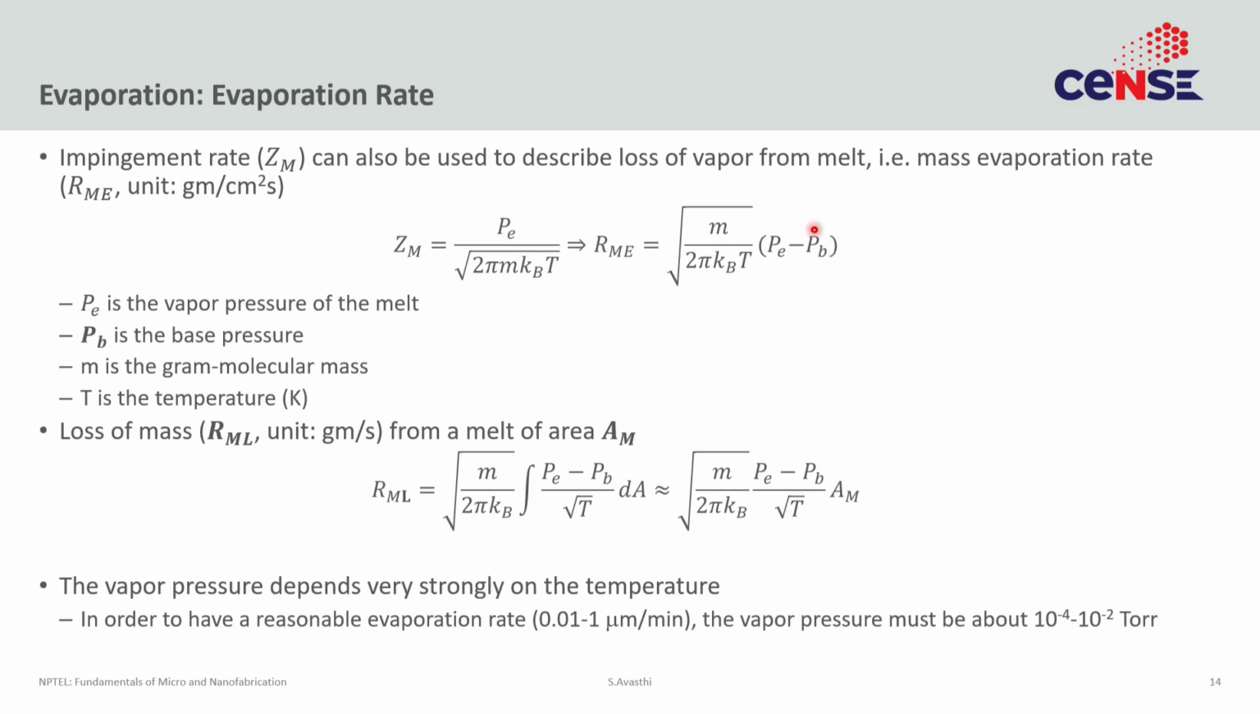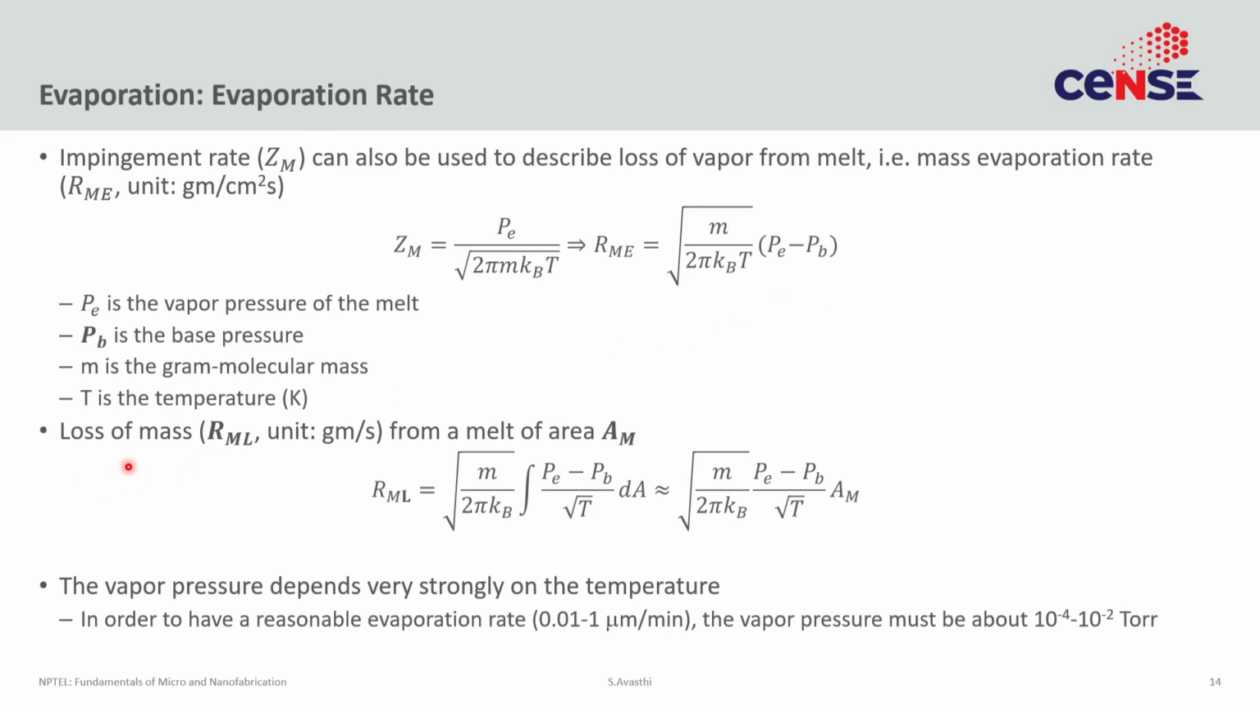However, you also have a base pressure, right. So, this is the pressure that you have in the chamber when you pumped it down. So, there is this amount of impurity, and what matters for this formula is the difference between the evaporation pressure and the base pressure. So, for purity you want the base pressure to be as small as possible.